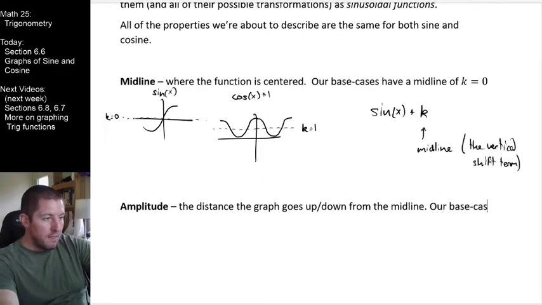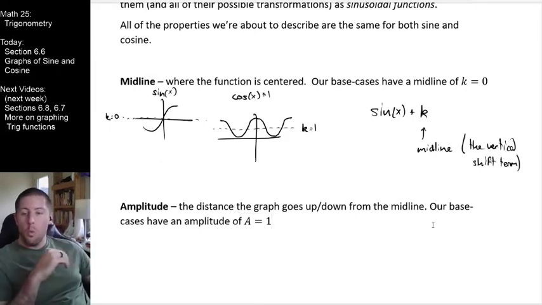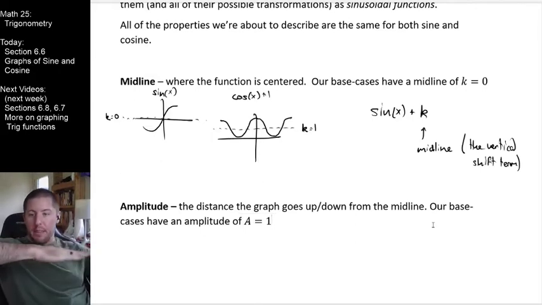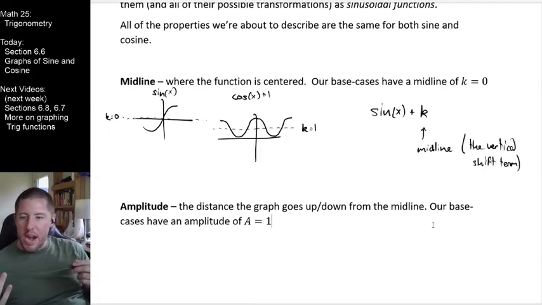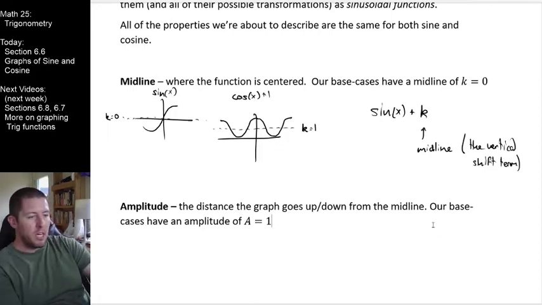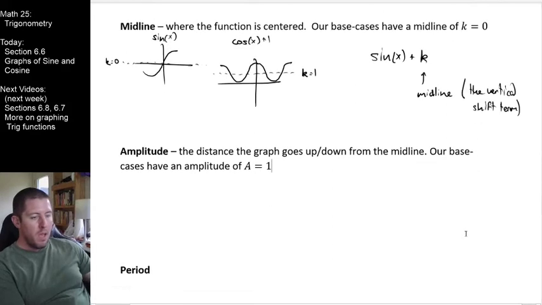Now, base case graphs, amplitude of, this we'll call capital A, of A equals 1, right? Typically, from the midline, our sine will go up to 1, and it'll go down to negative 1. It's sort of like a radius, but it's not a circle, right? But it's our distance from the midline, right?